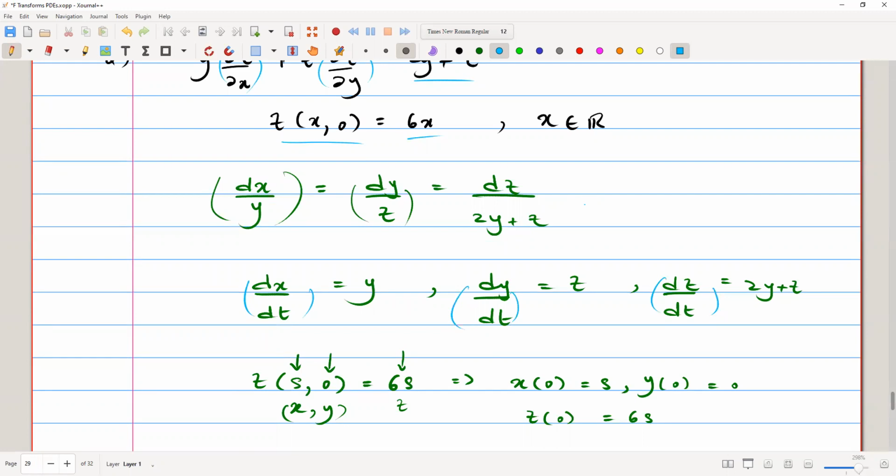So here we have this z of x comma 0, which represents x and y. Here we represented x as s, so it's s comma 0 equals 6s, where this 6s is nothing but z, this s is x, and this 0 represents y. So the initial conditions are constructed in the way that x of 0 is s, y of 0 is 0, and z of 0 is 6s.